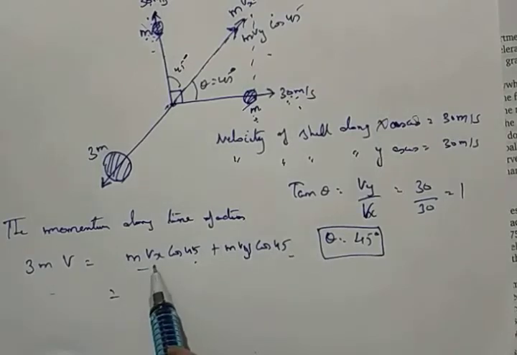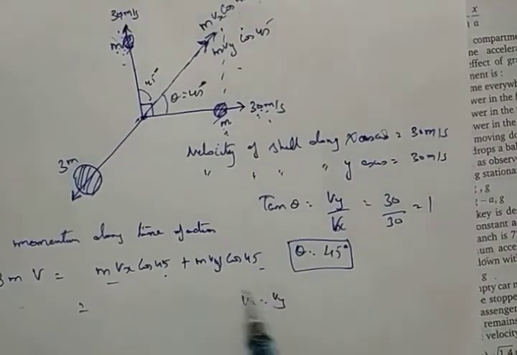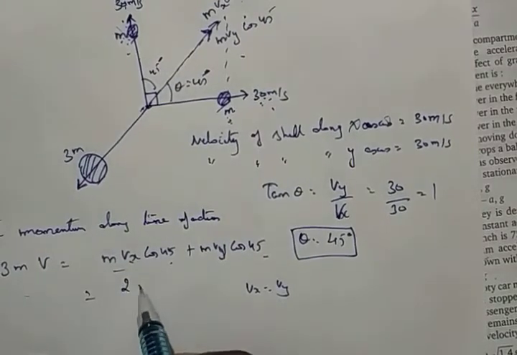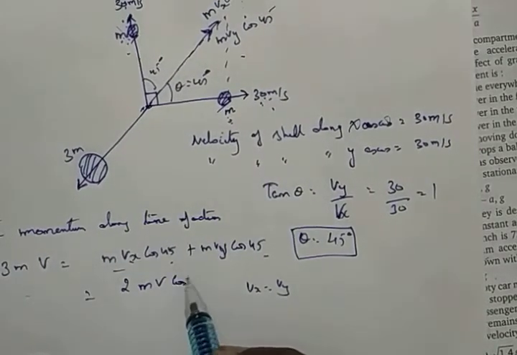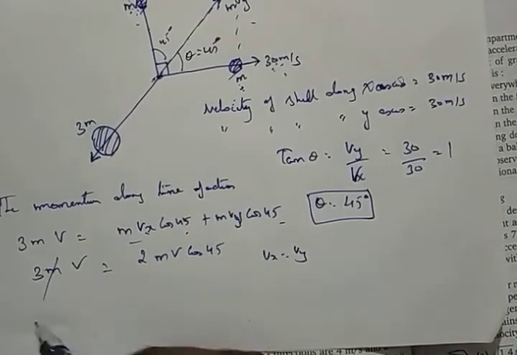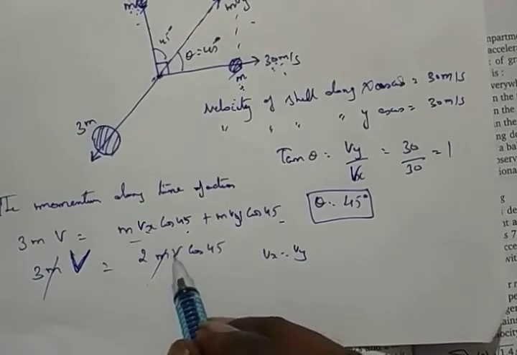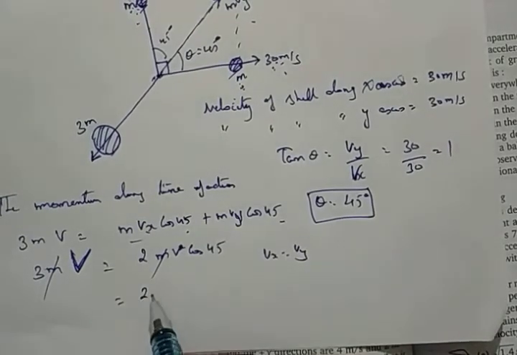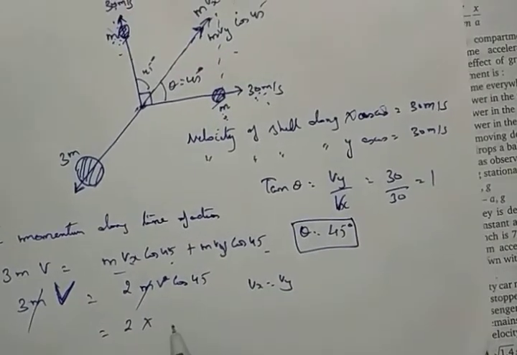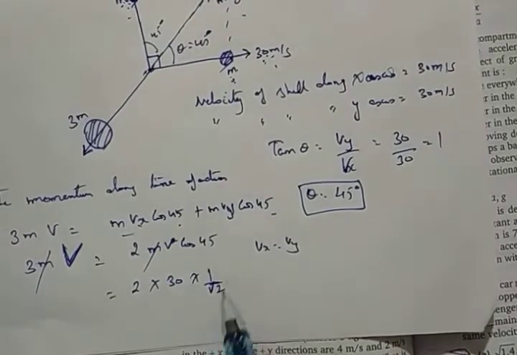So this is vx equal to vy. Therefore, it's all over equal to 2 times m into v cos 45. That is going to be equal to 3mv. Mass and mass you can get cancelled out. This v is a small v. 2 into, what is the velocity? 30 into 1 by under root 2.